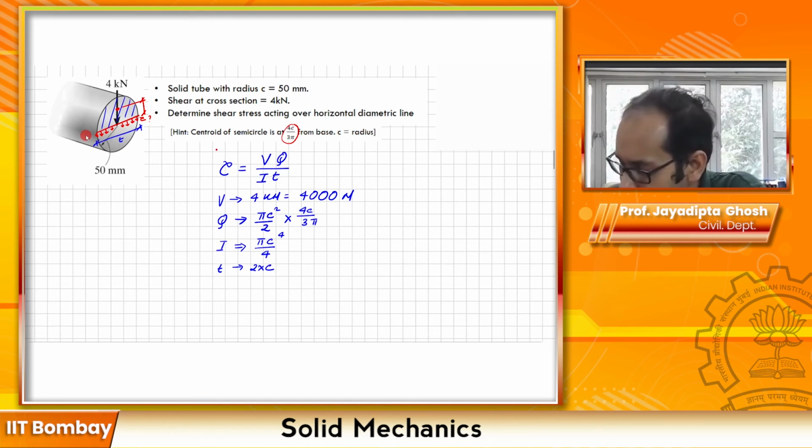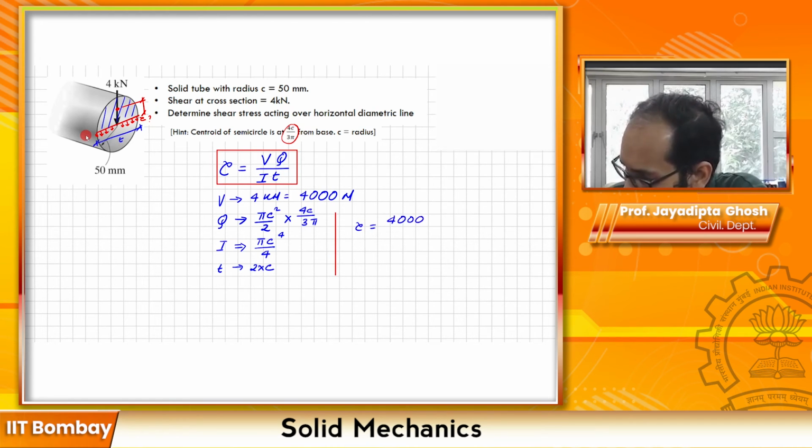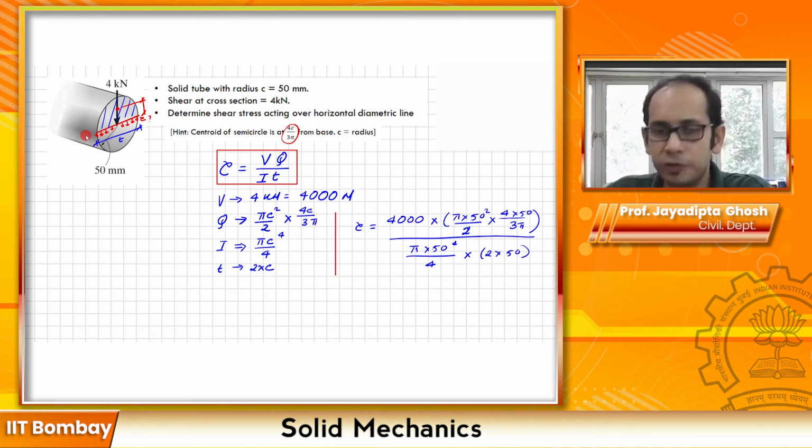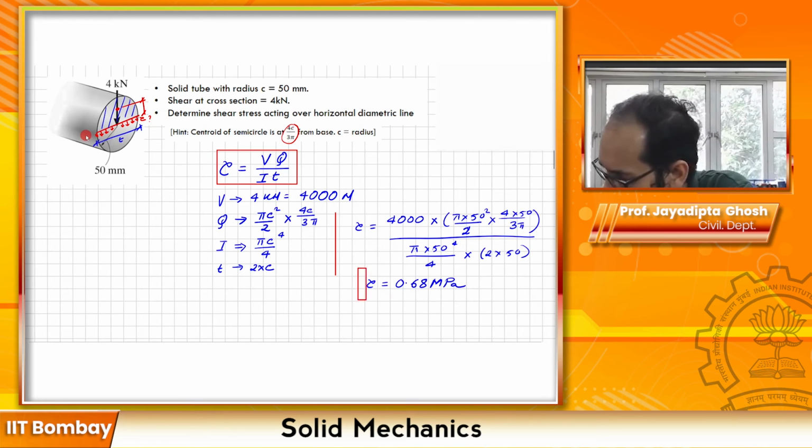If you plug all of these back into the formula, your tau becomes 4000 times pi times 50 square divided by 2, times 4c by 3 pi, so 4 times 50 divided by 3 pi, divided by I times T. If you plug all of these values in and punch in your calculators, you will get tau equal to, I have calculated already, 0.68 MPa. So this is your answer.